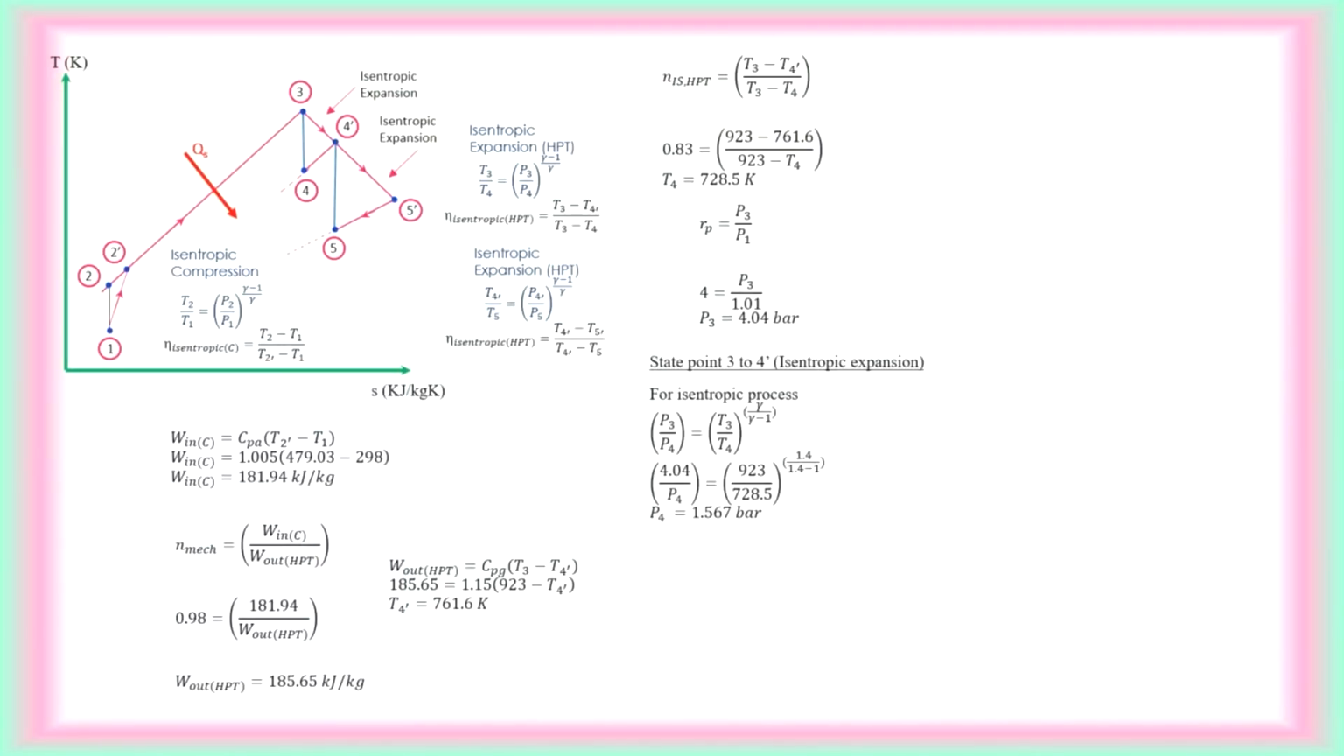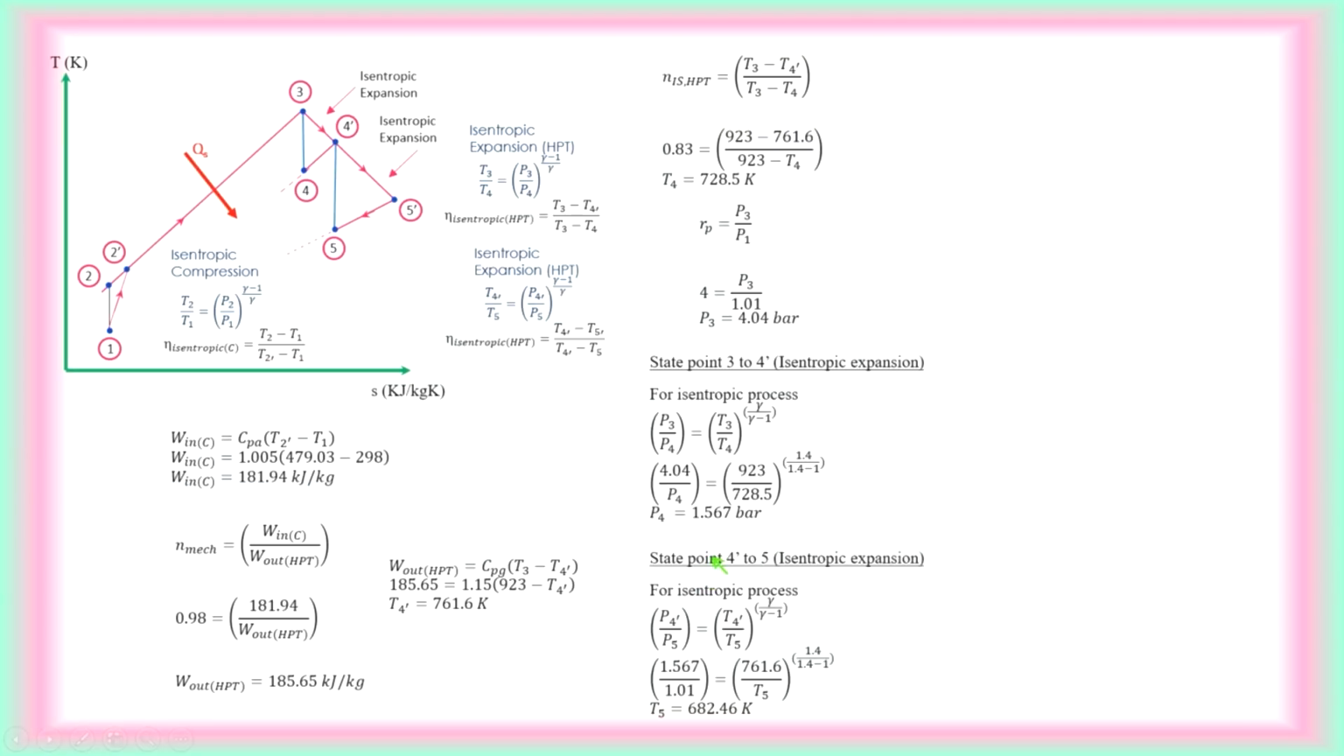After that, based on the isentropic relationship between pressure and temperature, we can find out the first part of the question. They ask us to find the pressure at the outlet of the high pressure turbine. Both of these are actually the outlet of the HPT. So they want us to find this pressure here. So it is found, and it is equal to 1.567 bar.